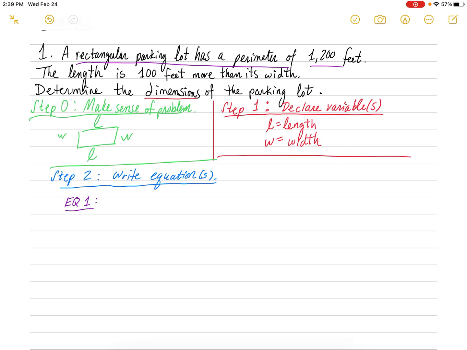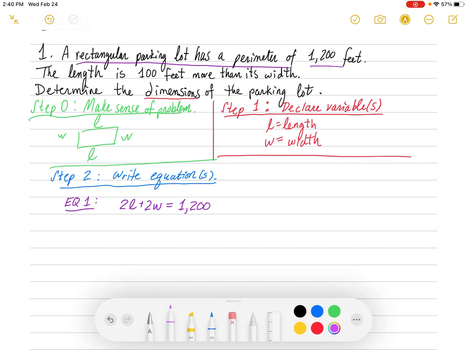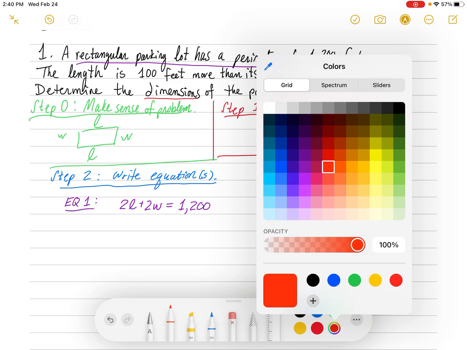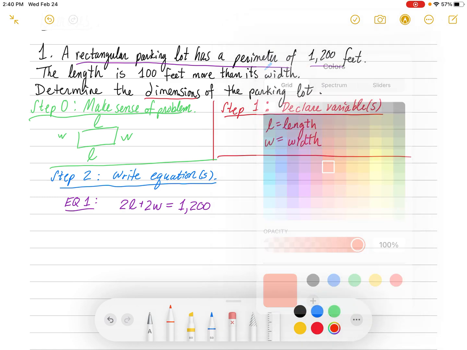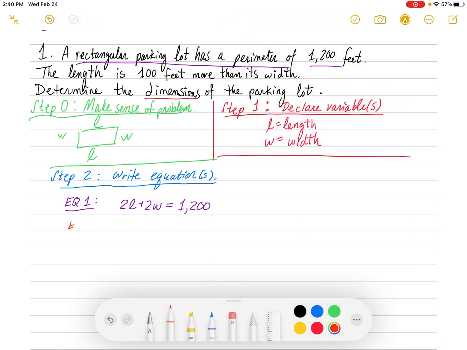So the first equation in step 2 here is that the perimeter of a rectangle is 1,200, right? So perimeter of a rectangle, remember, is 2L plus 2W. So our perimeter equals 1,200. That's the first sentence. Okay, the second sentence gives us our second equation.